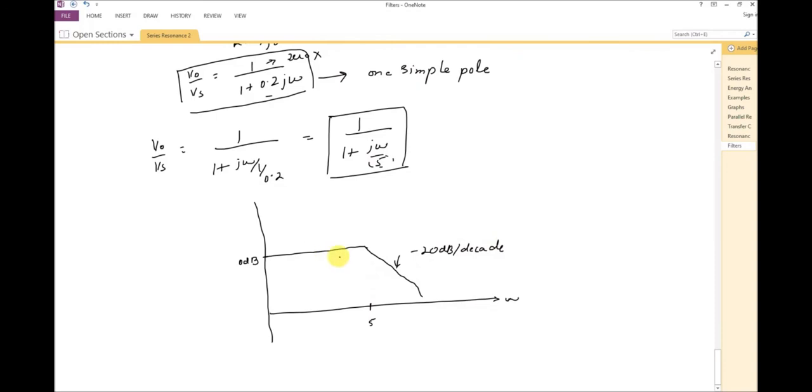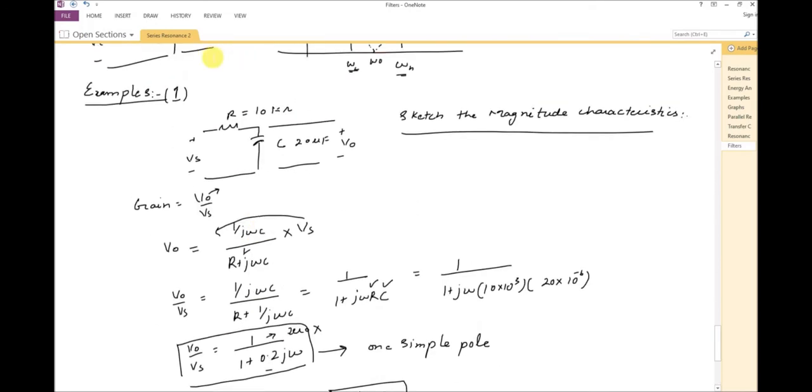So by drawing the magnitude characteristic of the RC circuit, if the output voltage is taken across the capacitor, then it is a low pass filter. So this filter will only allow the signals that have frequency less than 5 to pass through it. After that it will start filtering out the signals. So this is the gain characteristics of the simple RC circuit that is given in the example.